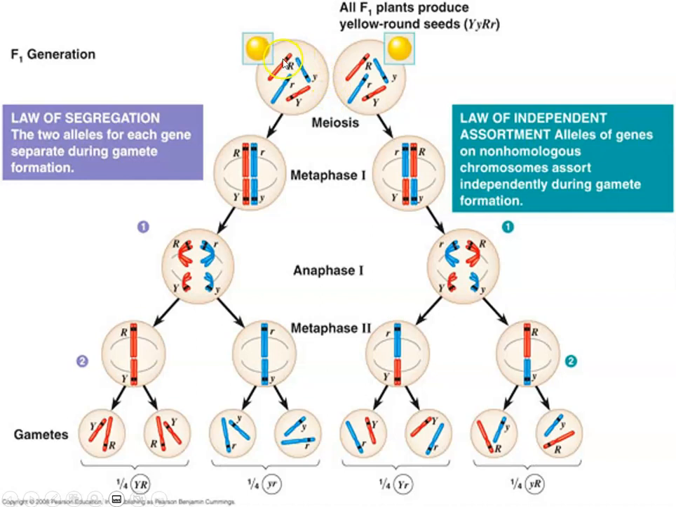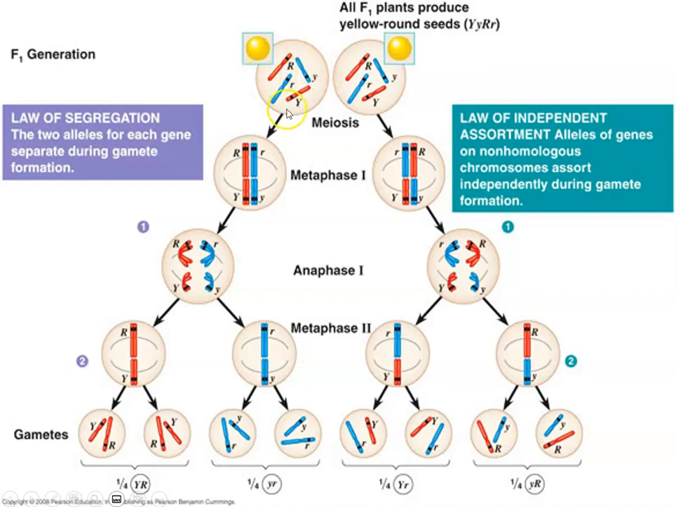We have the round versus wrinkled seeds and yellow versus green seeds. So the 2 cells at the top that are going to go through meiosis, they have 2 alleles for each of those 2 traits. So there's a chromosome that has the capital R, which is representing the dominant allele for round seeds, and another chromosome carrying the allele for wrinkled seeds, lowercase r. And then also we have another chromosome carrying the dominant allele for yellow seeds, capital Y, and another chromosome carrying the recessive allele for green seeds, lowercase y.